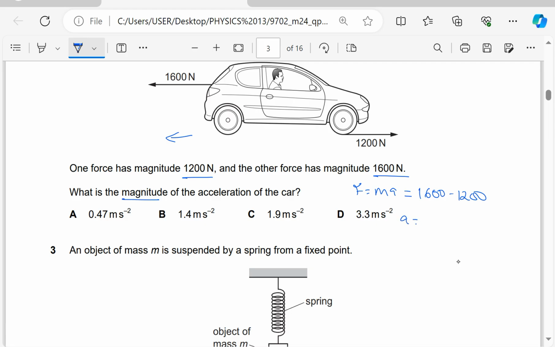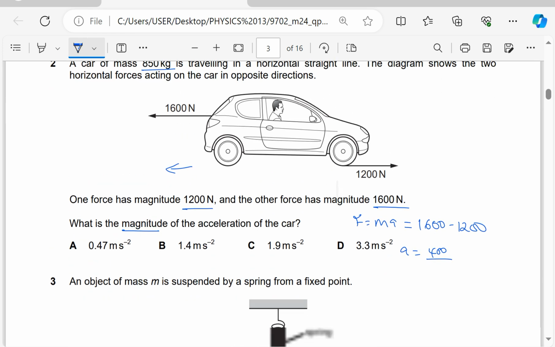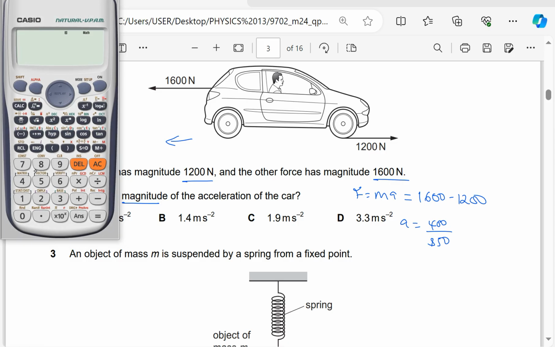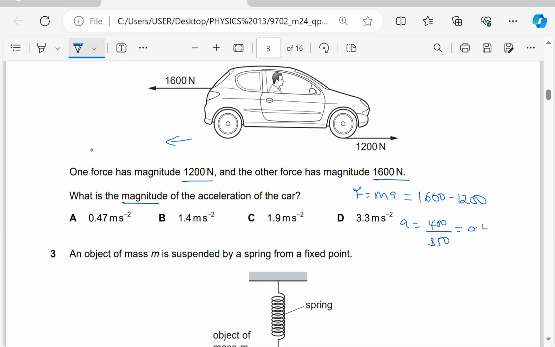So the acceleration is going to be 400 divided by the mass, which is 850. So 400 divided by 850, that is 0.47. So this is 0.47 meters per second squared, which makes the answer to be A.